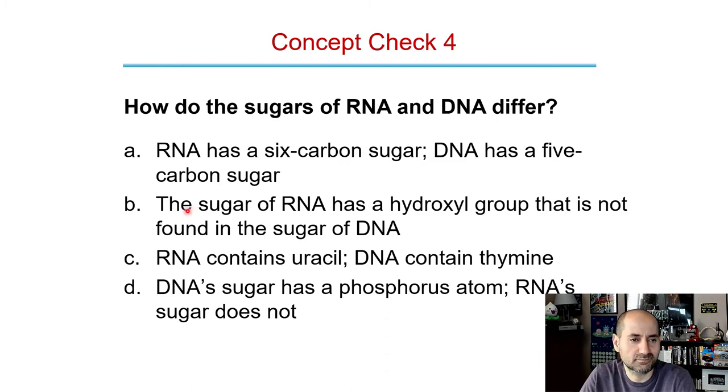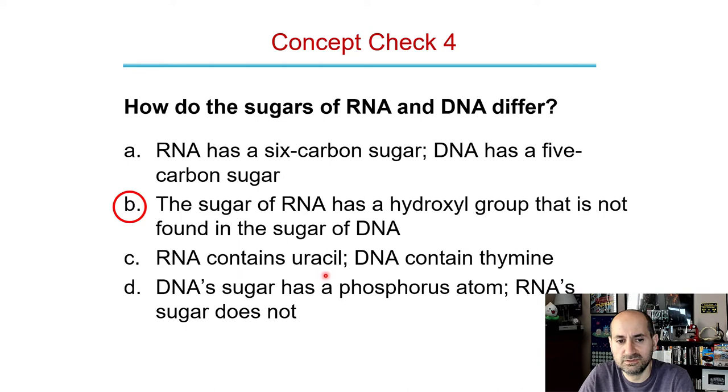That is not right. The sugar of RNA has a hydroxyl group that is not found in the sugar of DNA. Isn't that correct? Yeah. Remember, the 2' carbon of ribose, of the RNA sugar, has the hydroxyl group. The 2' carbon on DNA's deoxyribose does not. So it should be B, right? There you go, B. Let's see why these others would have been wrong as well.